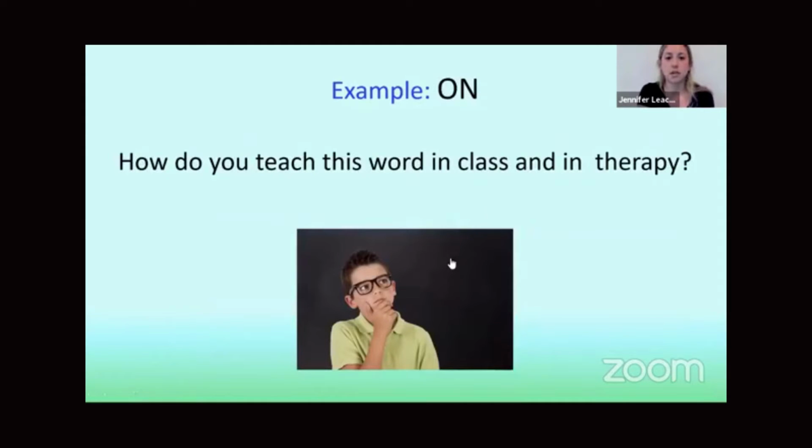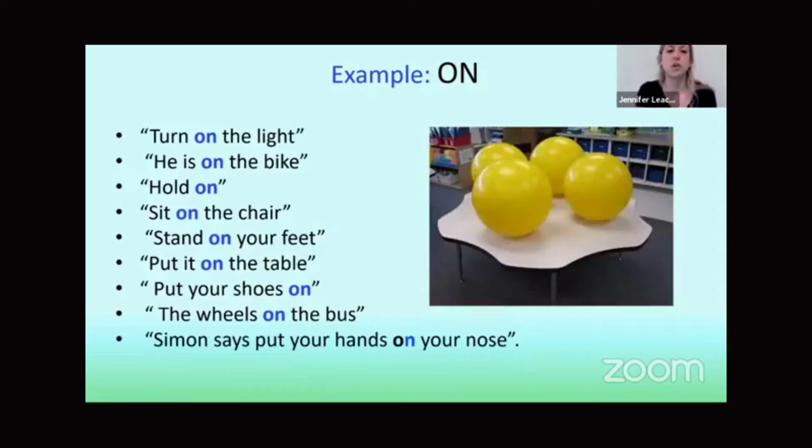So we're going to first talk about the core word on. How would you teach this word in class and in therapy? When you're talking about the word on, it can be used with many different scenarios. You could talk about turning on the light, talking about someone on the bike, telling the student to hold on or to follow directions to sit on the chair, having the children get up and stand on their feet, having them put something on the table, telling your child to put your shoes on, even singing nursery rhymes, the wheels on the bus. You sing that song all throughout the day and you target on so many times.